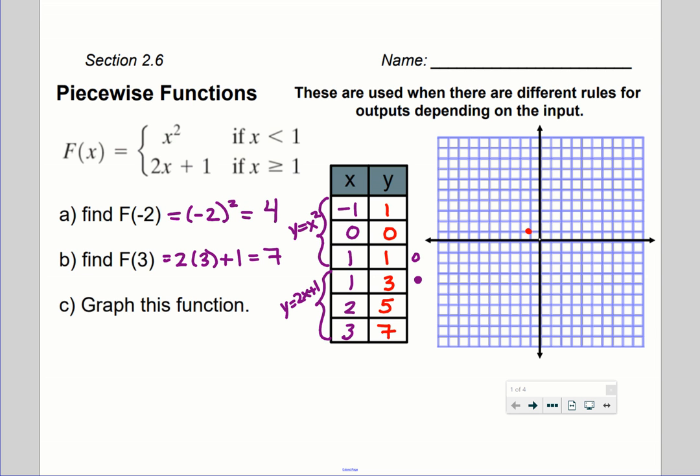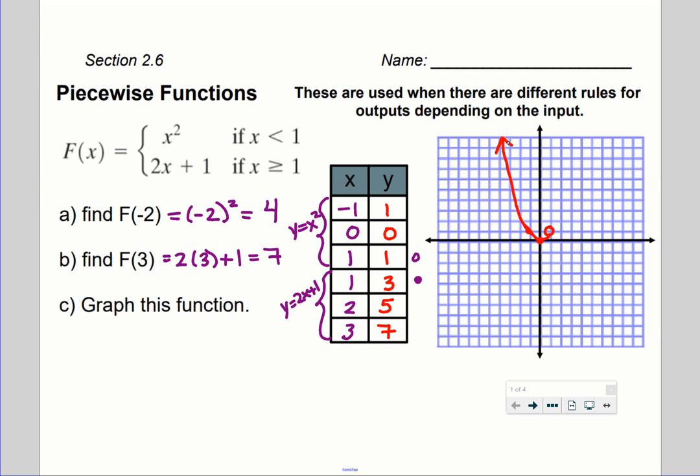Okay, so now let's plot these points. -1, 1. 0, 0, and then 1, 1 is an open circle, meaning we're going to get really close to that point but not touch it. We know that y equals x squared makes what shape? We know it's going to be a parabola shape, but we're only going to see part of the parabola to the left of 1. So we're going to connect our dots, and we know it's going to continue indefinitely all the way to the left.